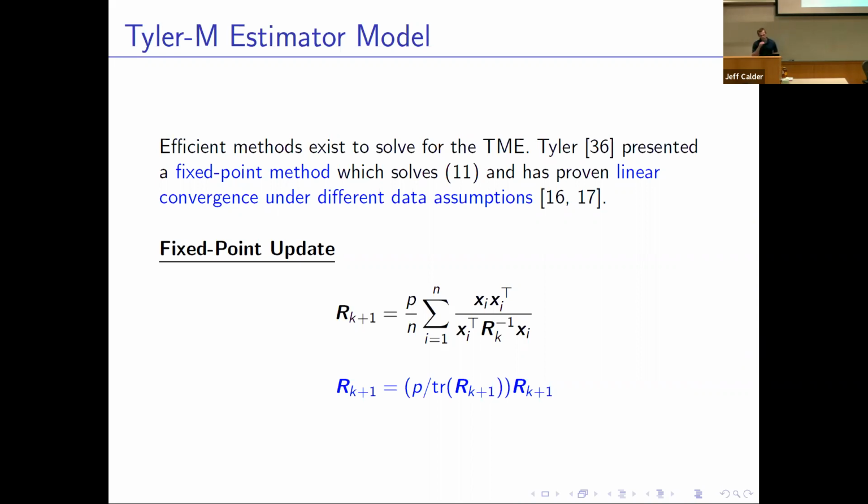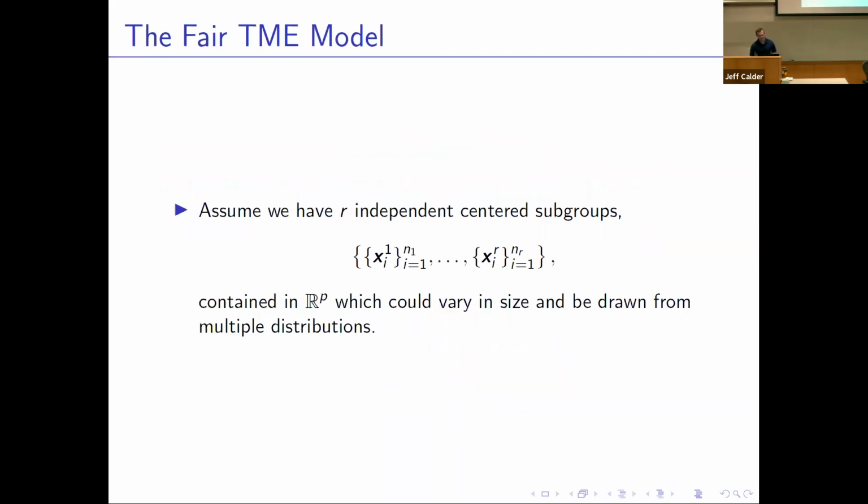Now, when we saw this model and we had seen our algorithm, we started asking questions of fairness. The question would be, well, can you also have a fair as well as a robust covariance matrix? The setting is similar, but slightly different than the Tyler M estimator model. Let's say I have a data set, and that data set can be broken up into many subgroups. Say I have R of them, they're independent, and they could vary in size.